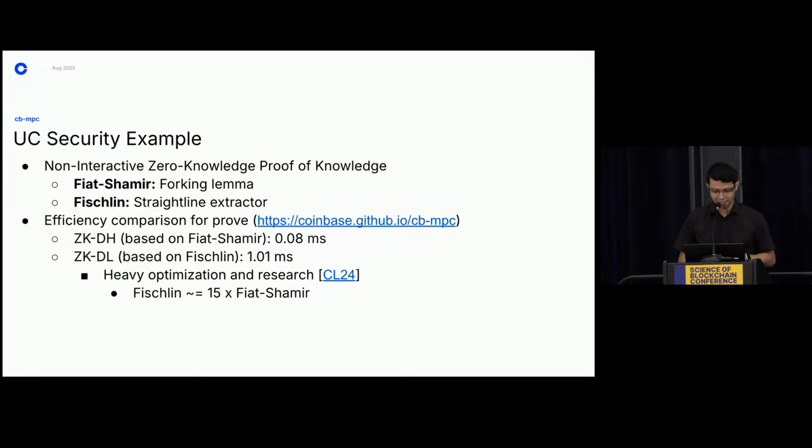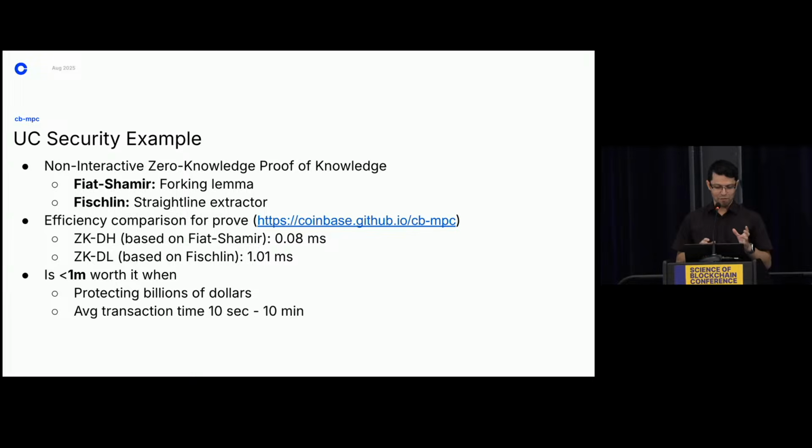Let's see some numbers. If you go to our benchmark page, you will see that, for example, the ZKDH takes 0.08 millisecond to generate a proof, and ZKDL is essentially 1 millisecond. And this is after heavy optimization and research that we have done, which essentially, in our experiment, Fishling is 15 times slower than Fiat Shamir. My point in this slide is that don't let this 15x scare you, because it's just 1 millisecond.